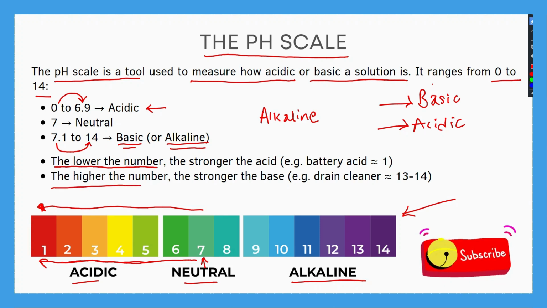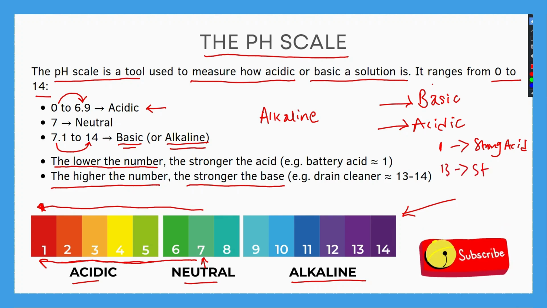And the higher the number, the stronger the base or the basicity of a substance. So if a substance is, let's say, number 1, we say that substance is a very strong acid. If the pH level of a substance is number 1, we say it's a very strong acid. And if the pH is, let's say, 13, then we say that substance is a very strong base. And if it is on number 7, we say that substance is neutral. And I have a lot of examples that I'm going to be showing you in this video, so I'd like you to stick around and let's get more into what we have for today.